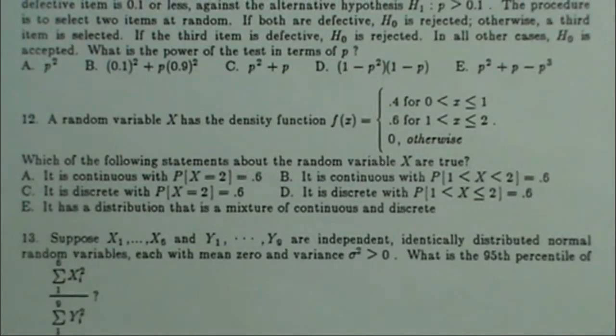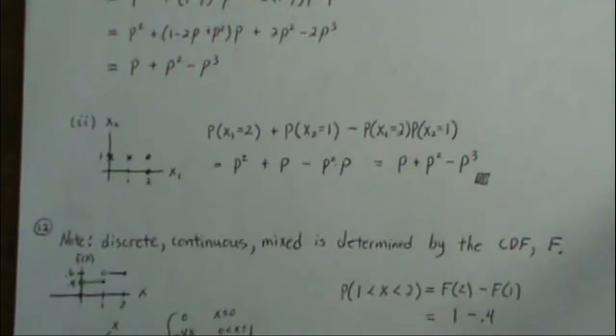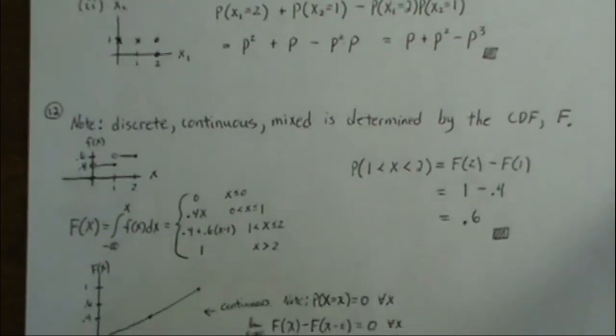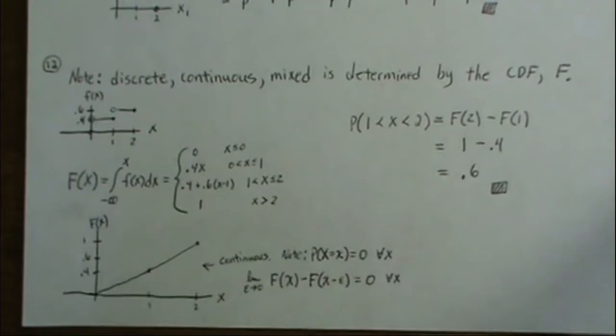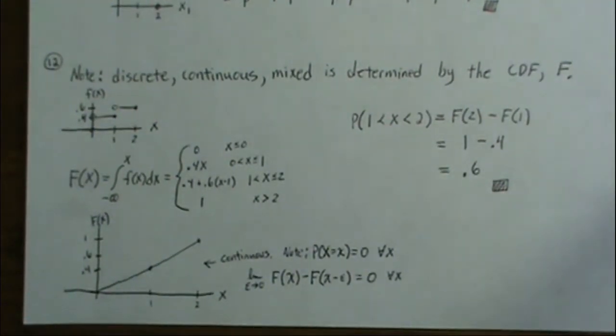Number 12. A random variable has density function f of x, 0.4 between 0 and 1, 0.6 between 1 and 2, and 0 otherwise. Which of the following statements about the random variable x are true? So number 12, it's asking us, is the distribution continuous, is it discrete, is it mixture, what's the probability?